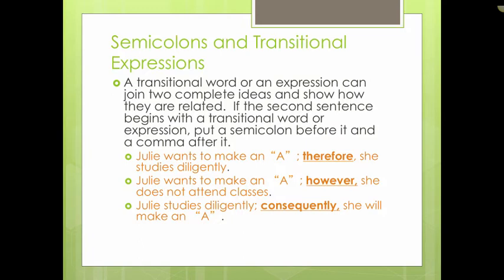Semicolons and transitional expressions. A transitional word or expression can join 2 complete ideas and show how they are related. If the second sentence begins with a transitional word or expression, put a semicolon before it and a comma after it. These transitional words are also called conjunctive adverbs. And we already showed one example, the first one here. Julie wants to make an A; therefore, she studies diligently. Julie wants to make an A; however, she does not attend classes. And finally, Julie studies diligently; consequently, she will make an A.